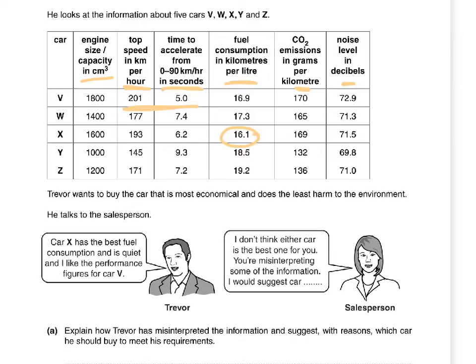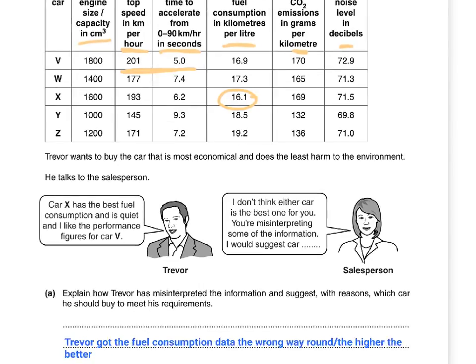You're misinterpreting some of the information. I would suggest car blank. So remember what Trevor wants. He wants the car that was the most economical and does the least harm to the environment. Okay, so he needs to rethink his ideas.